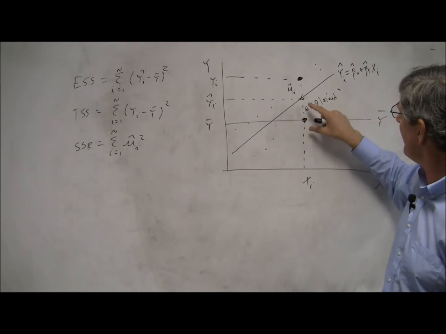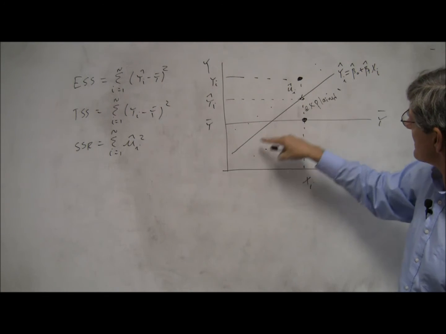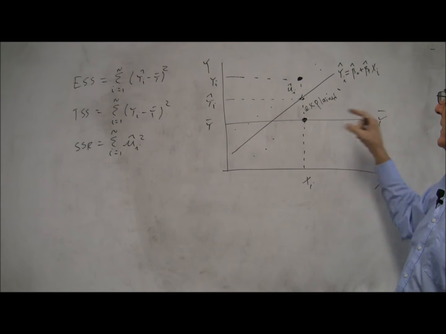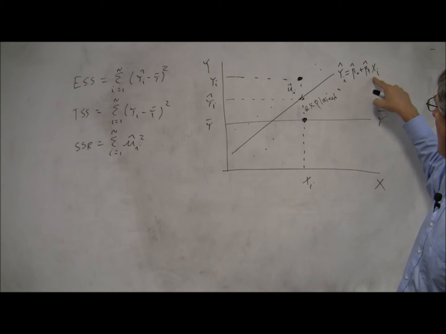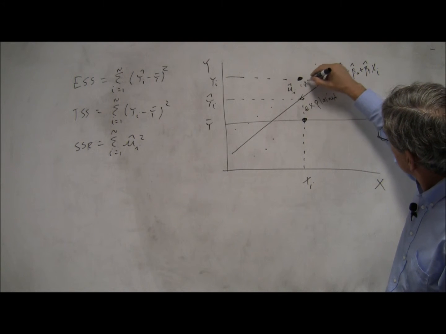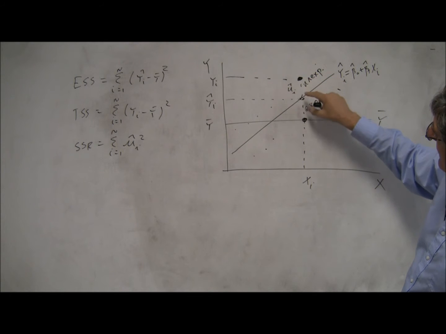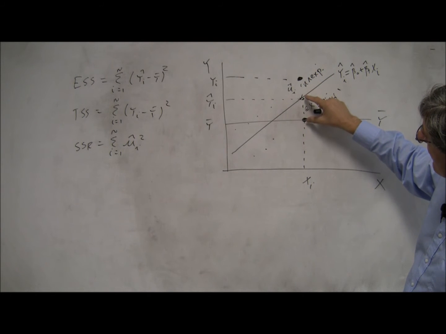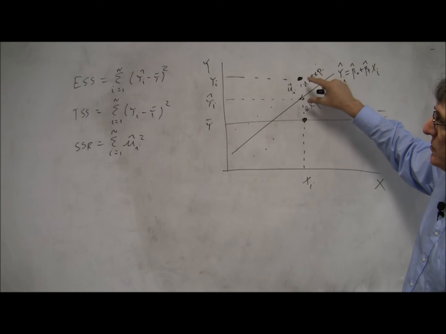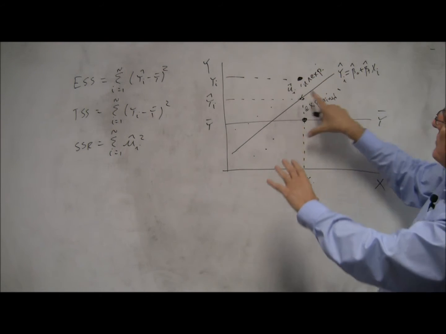Do you see that? That's the amount over and above y bar that we've explained with this model. This is what we'd explain if we just said, well, y equals y bar. This is what we explain by letting y depend upon x. This is the unexplained part, because that's the error. So our model explains this amount of variation from y bar. It doesn't explain this one. And so we do this with every point.